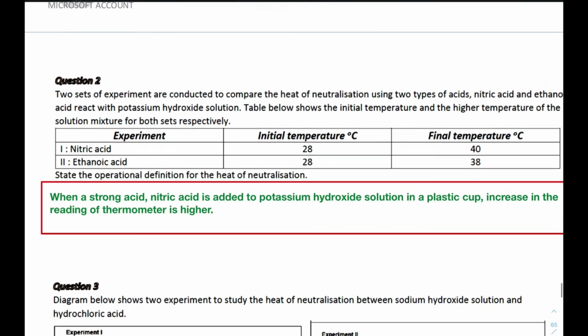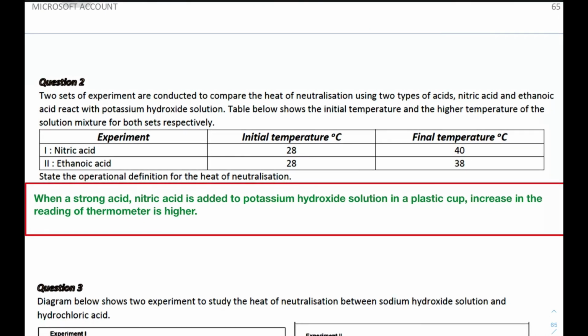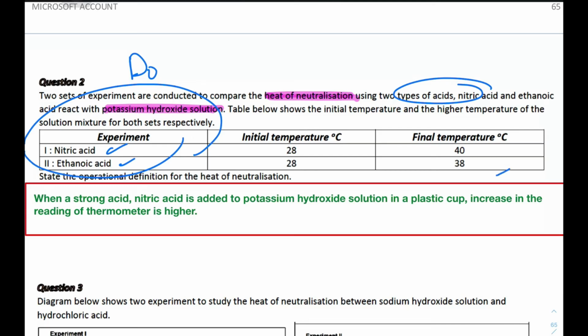Next experiment. This experiment is about heat of neutralization by using two types of acid. You can see experiment 1, nitric acid, experiment 2, ethanoic acid. Same thing, they are reacting with the same potassium hydroxide solution, different acid, potassium hydroxide solution. This is what we do. What do we have to observe? The temperature again.